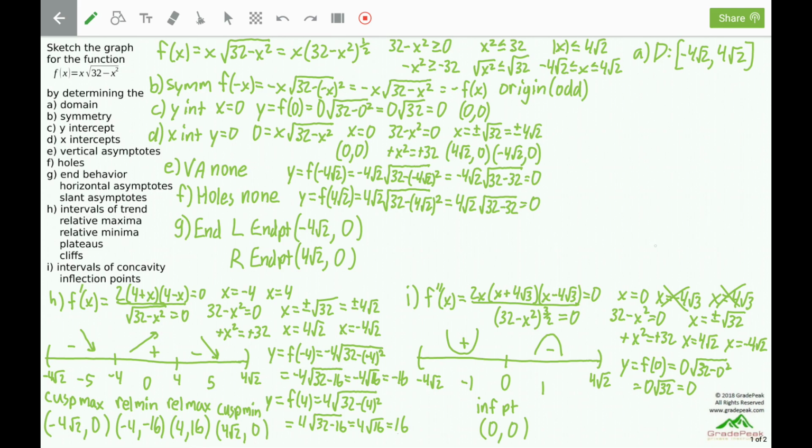We can now draw the graph. We have a vertical axis and a horizontal axis. We have the domain just between negative 4 square root of 2 and positive 4 square root of 2. It includes the left and right. And we found the left and right to be endpoints. We can graph those.